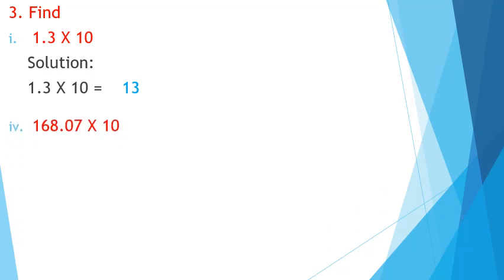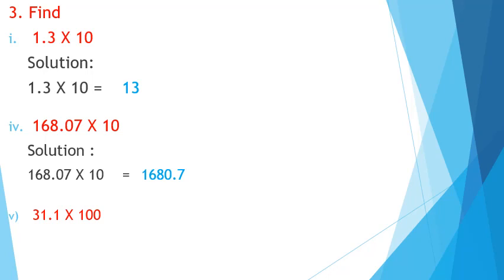Next is question number 4. 168.07 multiplied by 10. Here also the decimal point will shift one digit to the right side. So we get the answer as 1680.7.